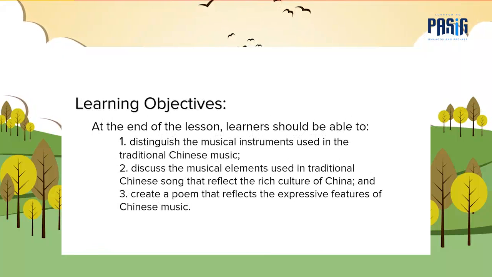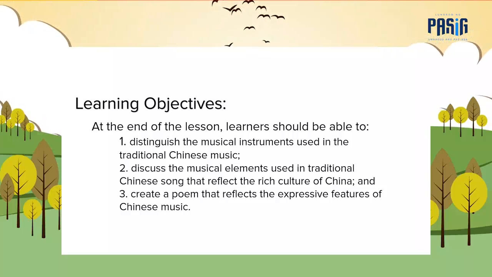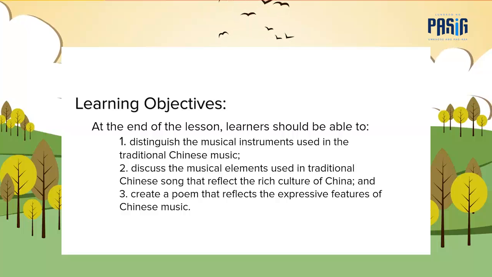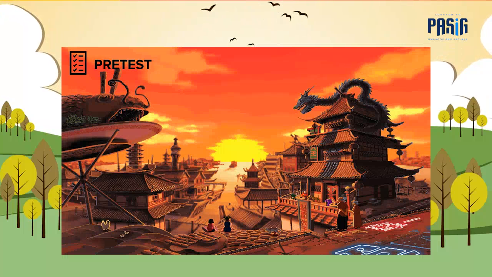The learning objectives are the following. At the end of the lesson, learners should be able to, first, distinguish the musical instruments used in traditional Chinese music. Second, discuss the musical elements used in traditional Chinese songs that reflect the rich culture of China. And third, create a poem that reflects the expressive features of Chinese music.